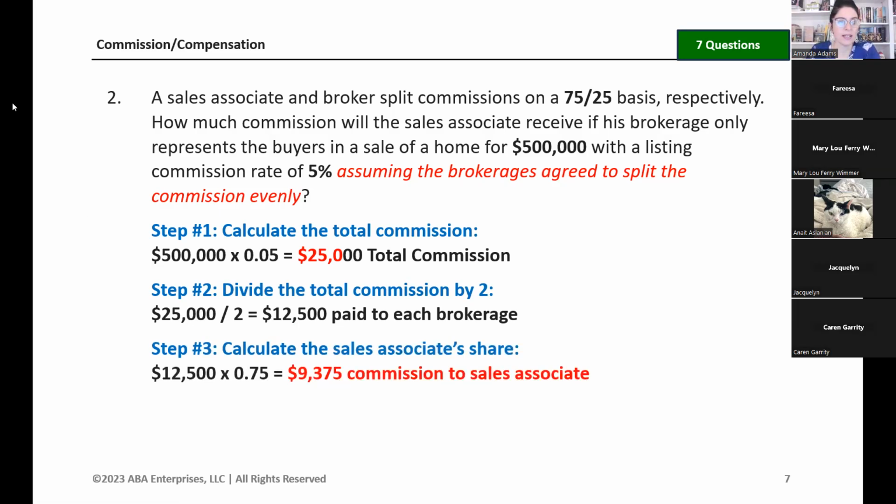And then our salesperson is going to keep 75%. Because see, it says sales associate and a broker, 75-25 respectively. So remember, the salesperson gets that first number because we have to follow the respectively. So 75% of 12,500 is $9,375. That's a nice check. Good job, guys. Very good.